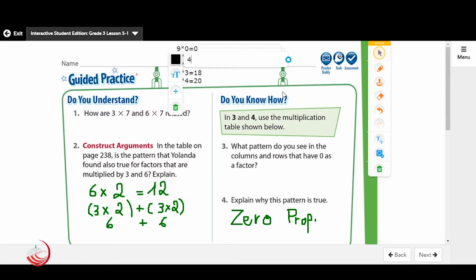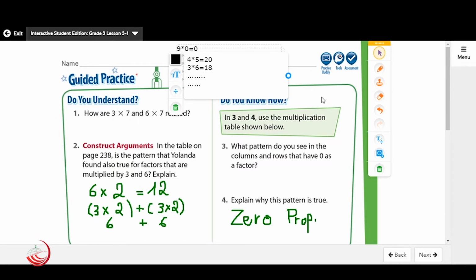Four times 5 equals 20. Then 3 times 6 equals 18. Look, and I want you to complete this. Okay.